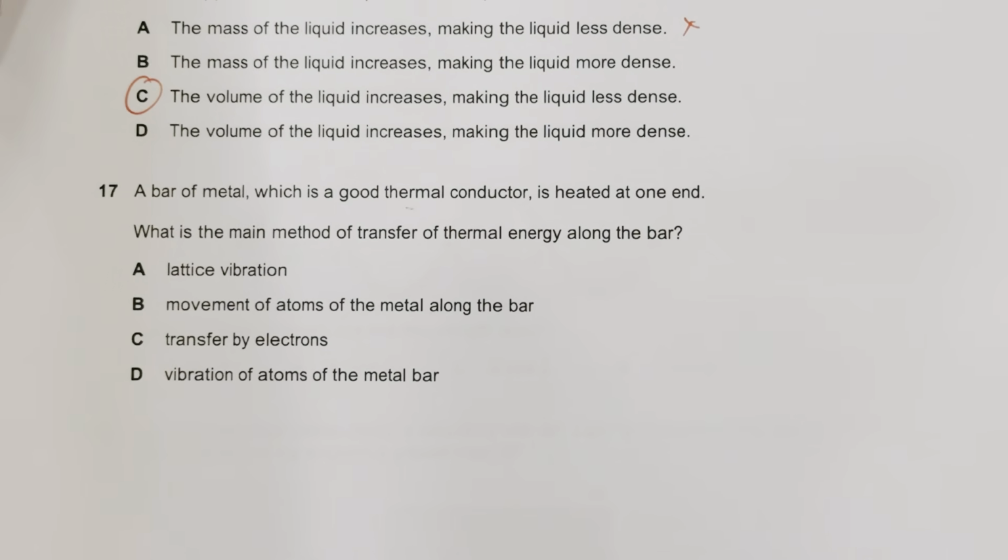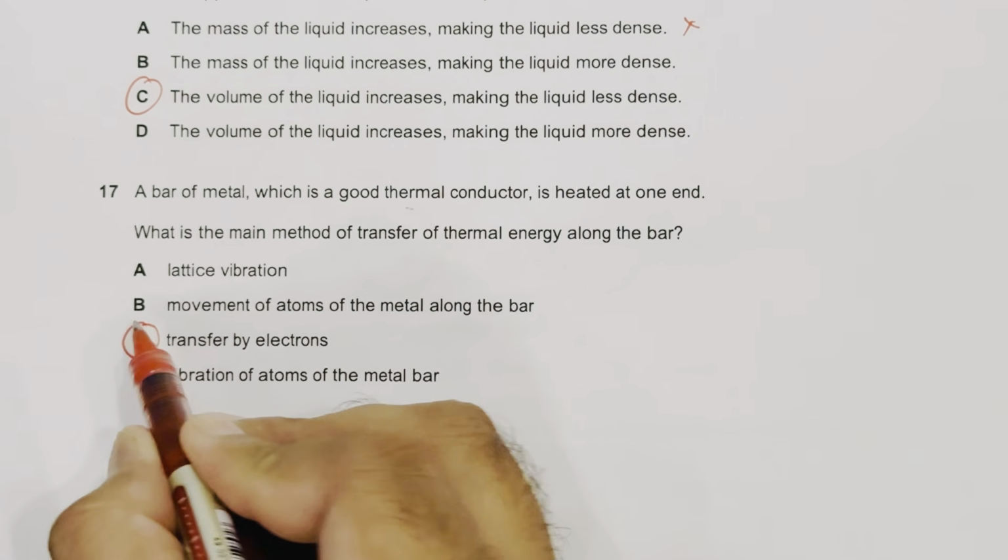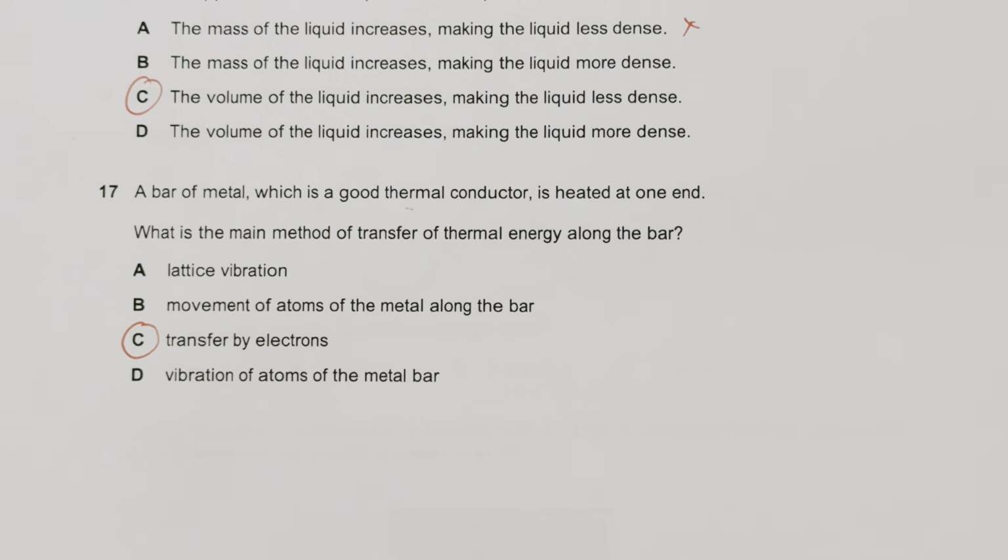A bar of metal which is a good thermal conductor is heated at one end. Which is the main method of the transfer of thermal energy along the bar? So this is the example of conduction. Lattice vibration moves on. So we know that energy is transferred by electrons. So option number C is the right answer.